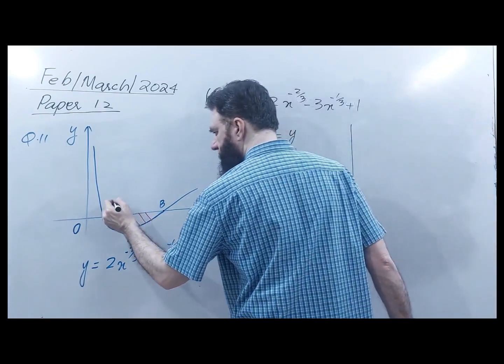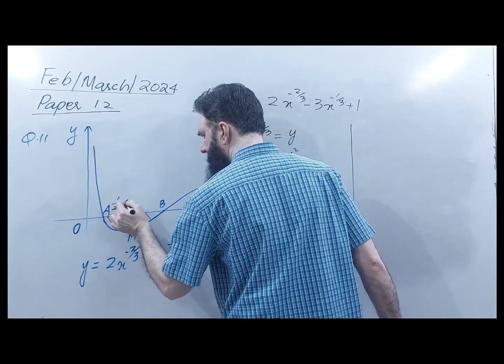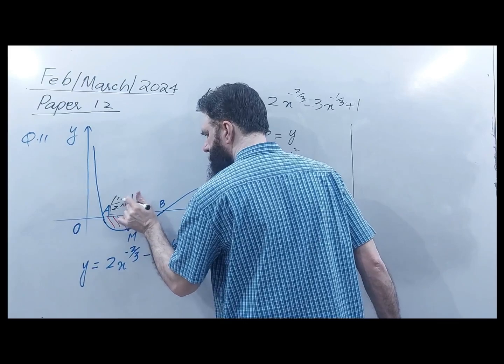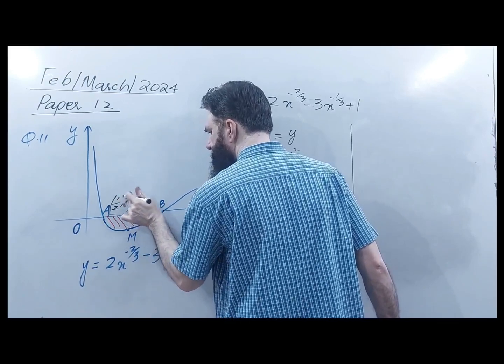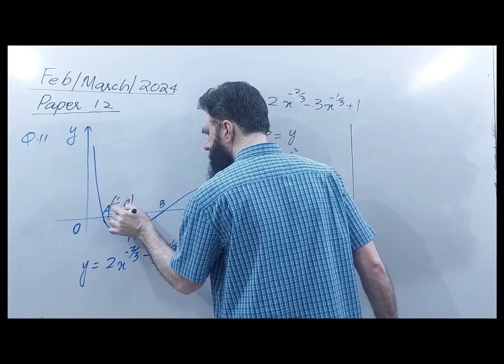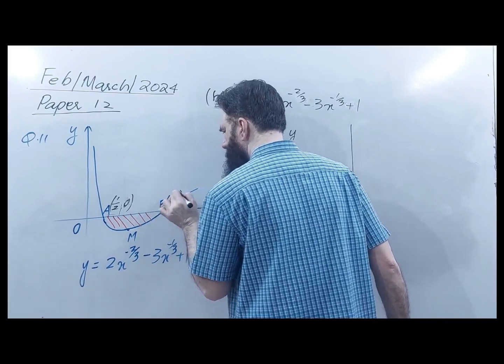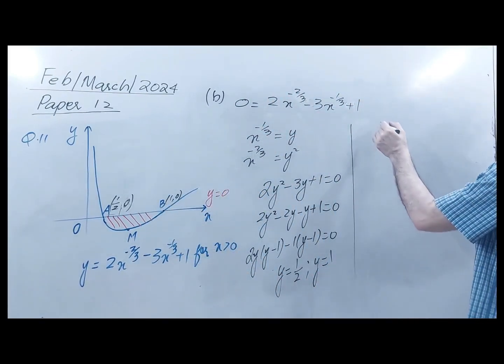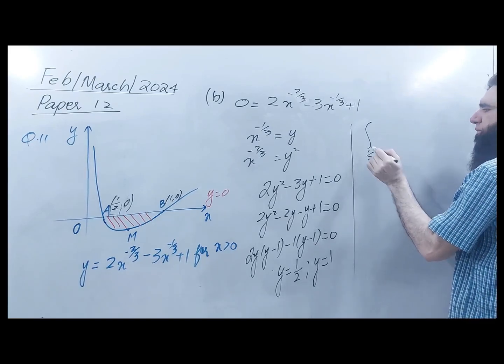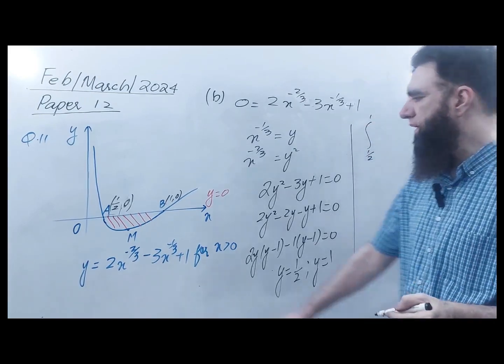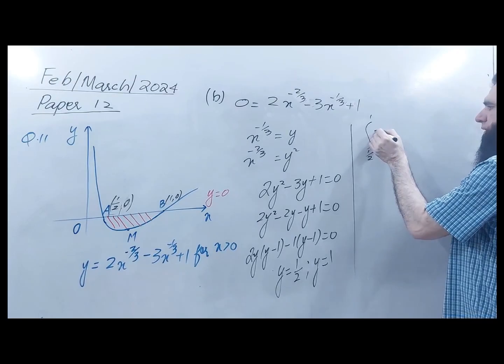Obviously, this is half, comma 0. This value half, comma 0, because y is 0 here. And this value is 1, comma 0. So we have the limits now. So we apply the limit, the lower limit is half, and we integrate this whole stuff.